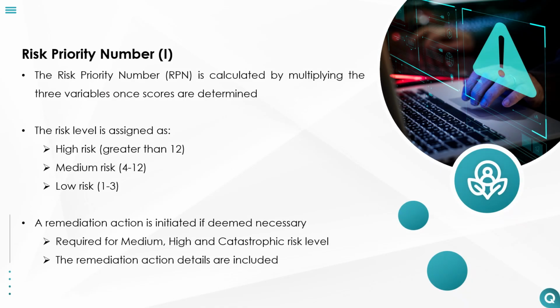The risk priority number is calculated by multiplying the 3 variables once the scores are determined. Once the RPN is calculated, the risk level is assigned as low risk for a score of 1 to 3, medium risk for a score of 4 to 12, and high risk for a score that's greater than 12. A remediation action is initiated if deemed necessary. Generally, remediation is required for medium and high risks.